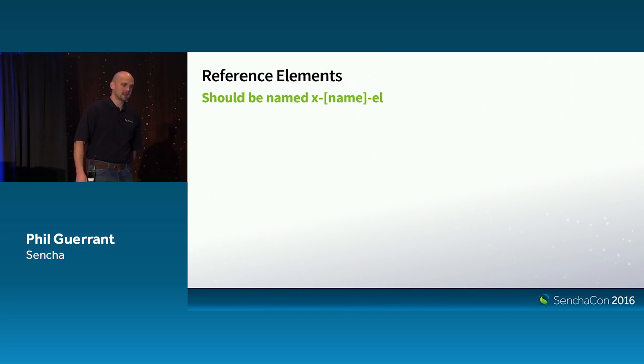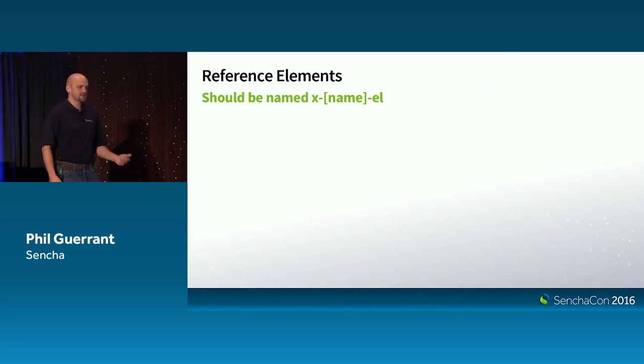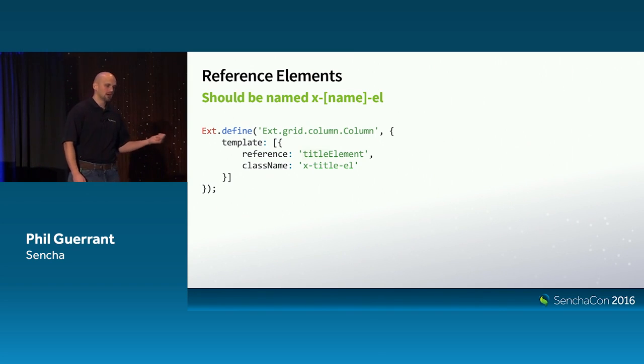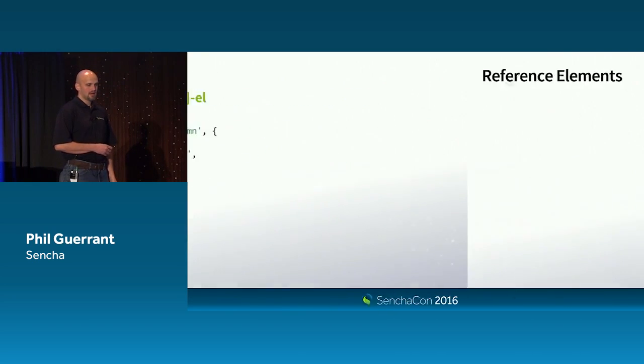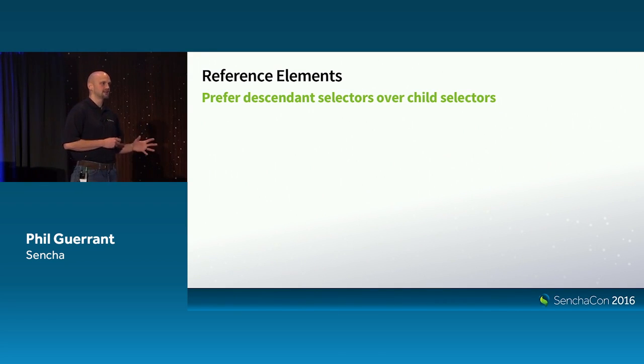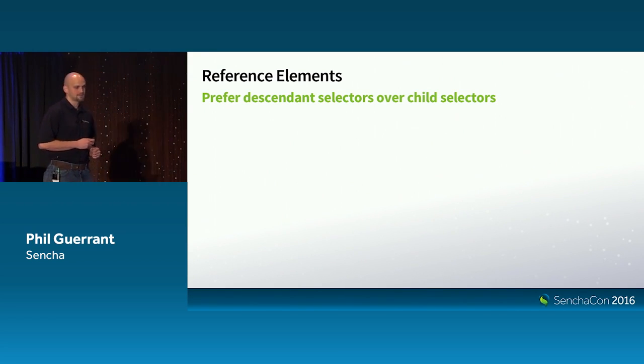Reference elements are always named. The class names always match the name of the reference element. So the example is a column with a title element receives a class name of X title L. And to select these in our style sheet, we always want to use descendant selectors instead of direct child selectors.